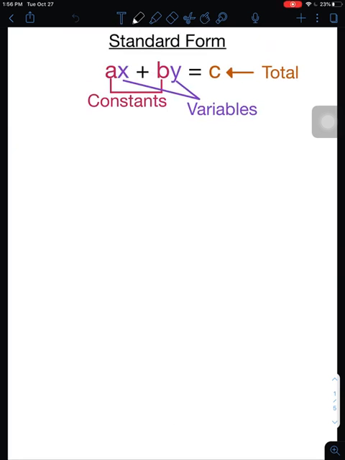Alright, so in this video, we are going to go over the second form of our linear equations. It's called standard form. So in standard form, the setup looks like this, and I know it looks a little complicated right now, but we just have our constants, which are a and b, our variables x and y, and c is our total. And that's going to become even more important when we do word problems. So this is our setup. It might look a little bit more clear once we do an actual example.